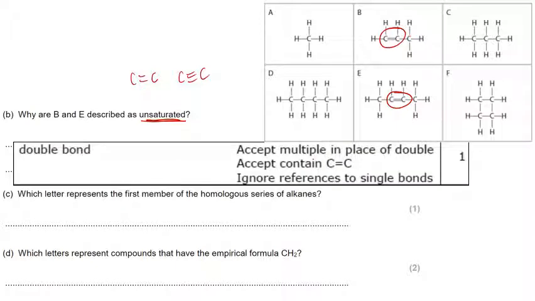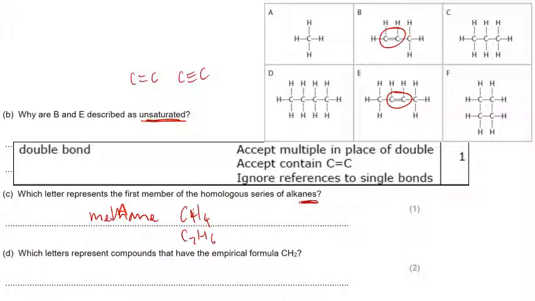Which letter represents the first member of the homologous series of alkanes? Now, we're looking at alkanes, and the first member is methane, the gas that comes out of your Bunsen burner's gas tap. So methane, and that's CH4. Remember, the second one is C2H6, and then C3H8, and it just goes up and up and up. So methane, that is A.